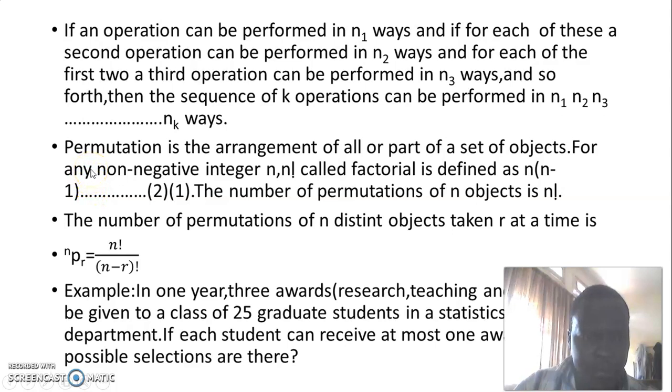Permutation. What is permutation? Permutation is an arrangement of all or part of a set of objects. For any non-negative integer n, n factorial is defined as the product of n times n minus 1 times and so on, times 2 times 1.